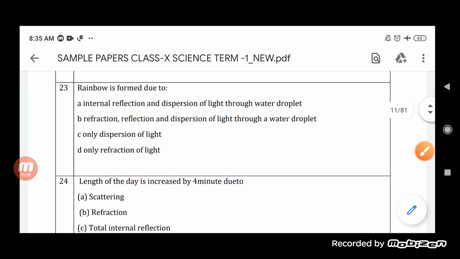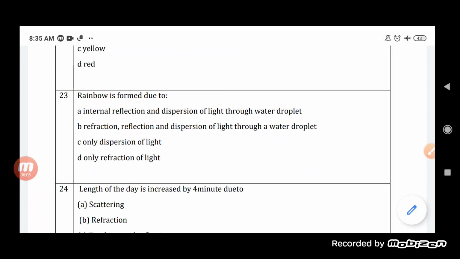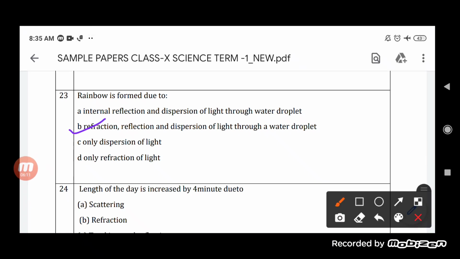Although it involves the internal reflection also, so here the reflection is actually the total internal reflection or internal reflection. So we can say it undergoes the process of refraction, then internal reflection, and then finally dispersion. So according to that, B will be the correct option: refraction, reflection and dispersion.